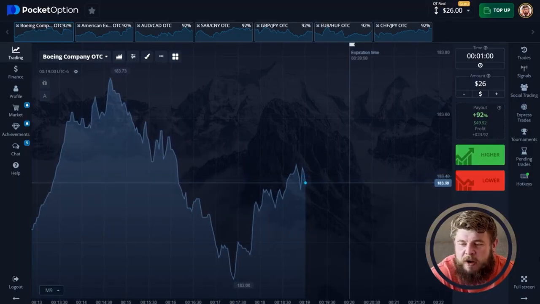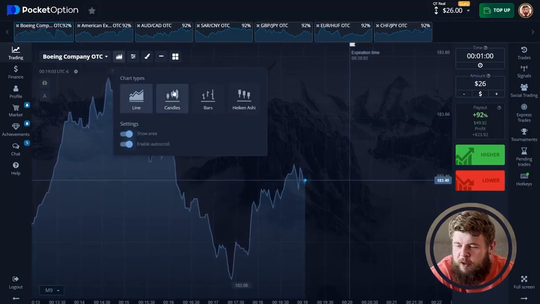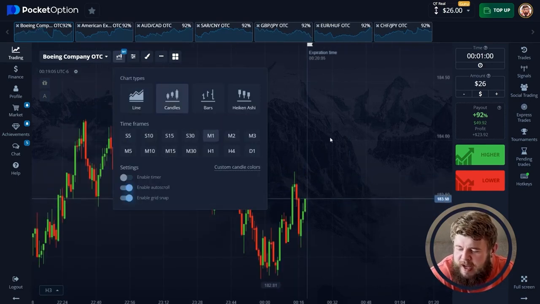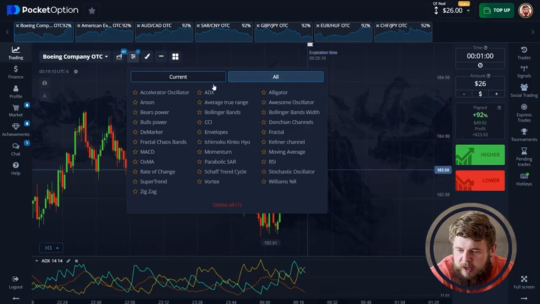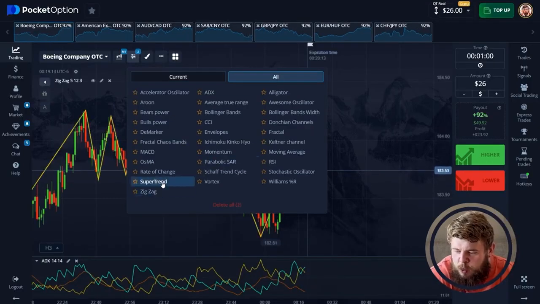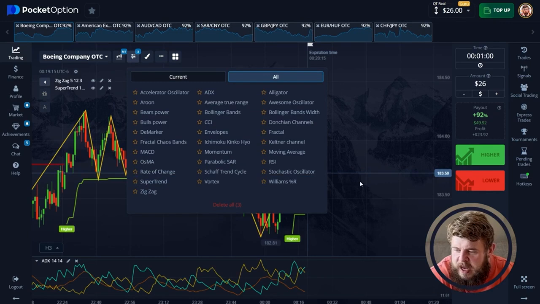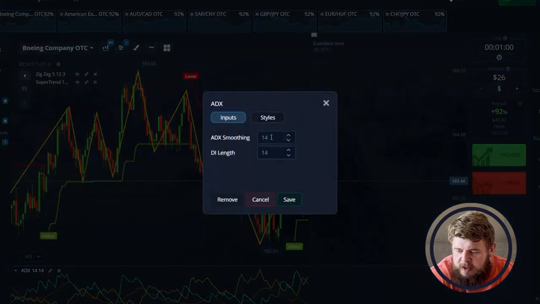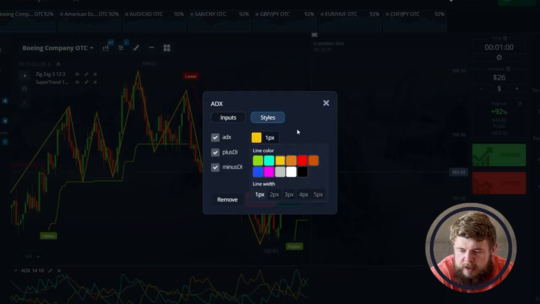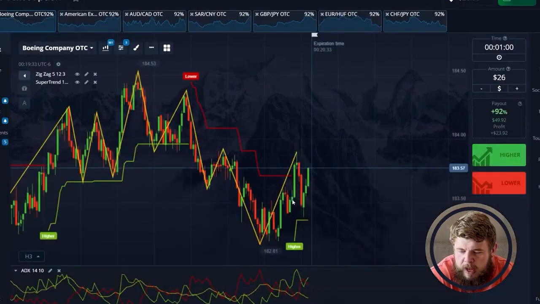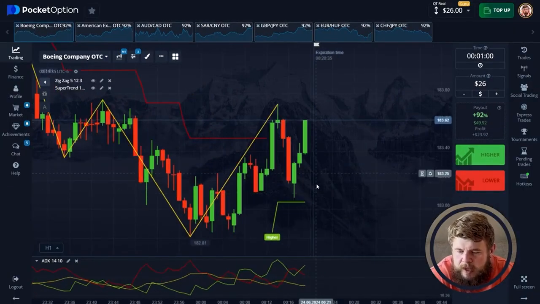Trading platform ever called Pocket Option. So first of all, let's set the chart, let's set the candles, let's choose them, just several seconds please. Okay, so and let's add indicators. This will be ADX oscillator, ZigZag, and SuperTrend. So this is enough for us for today. Let's set ADX first. Okay, let's do this like this. Styles. Okay, let it be yellow, green, and red. Okay, save. Now we're ready to start.